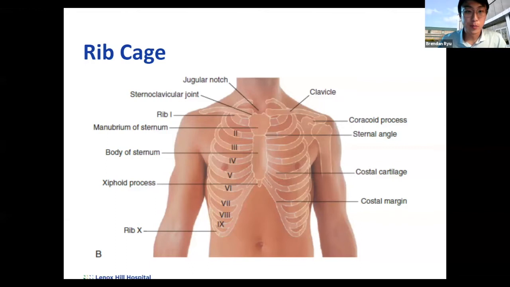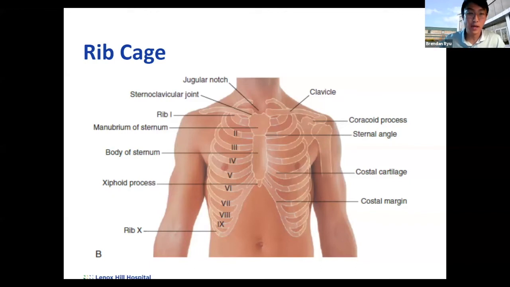So speaking of sternum, we see that the entire sternum is the three bones right here in the middle, and it's divided into three different parts. There's the manubrium, there's the body of sternum, and the xiphoid process.